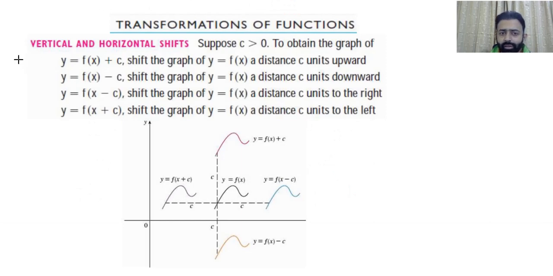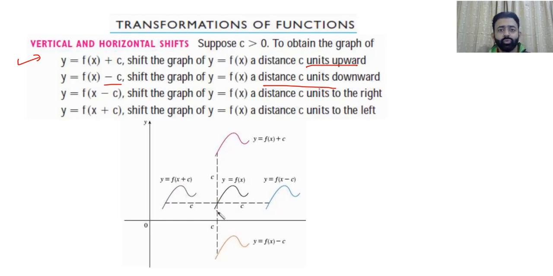So this is vertical and horizontal shifting, meaning the translations. If y is f(x) plus c, it is shifted c units upwards. If it is minus c, it shifts c units downwards. So this was your original f(x). You can see the pointer here, right? If it is plus c, it is shifted c units upwards. If it is minus c, it is shifted c units downwards.